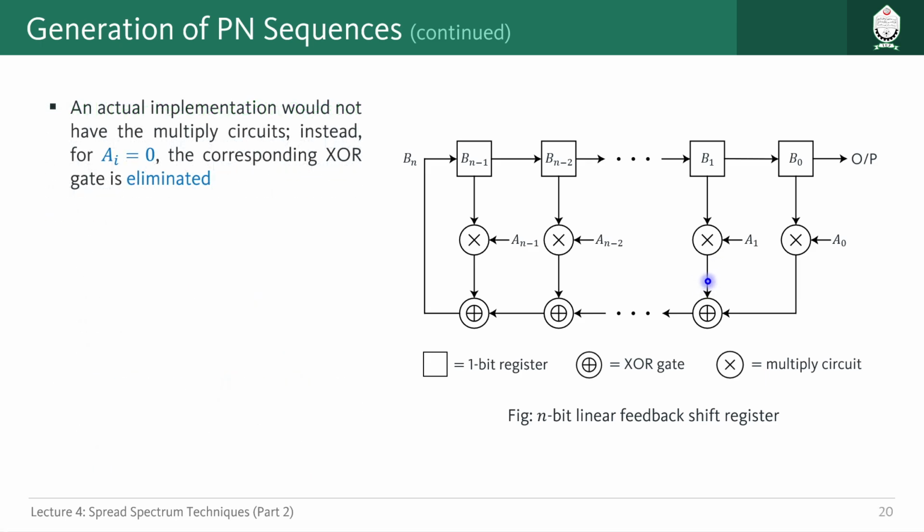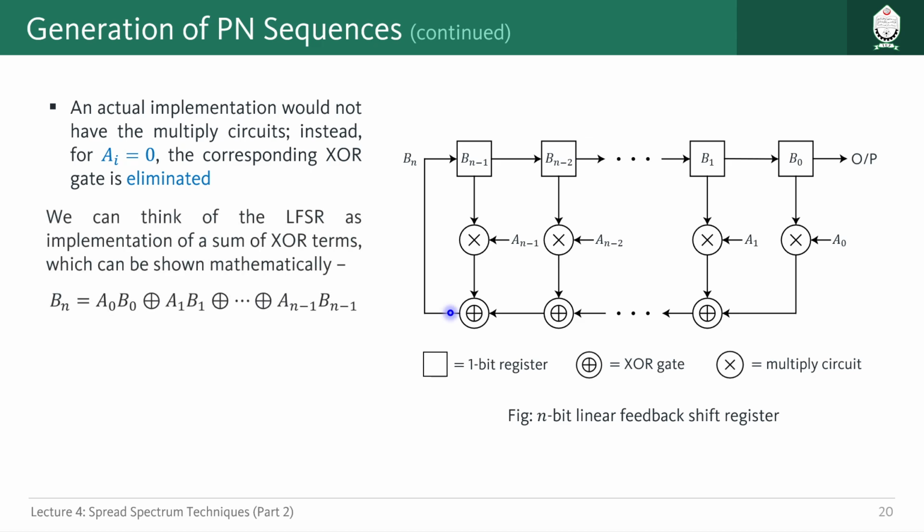In reality, actually, we don't have this kind of multiply circuits. Basically, Ai equal to 0 means there is no connection here, and Ai equal to 1 means there is some connection for feedback. Okay, so in this way we can have different amounts of connection possible, starting from 1 up to n-1 connections, and that will lead to the feedbacks we are talking about from XOR gates, right?